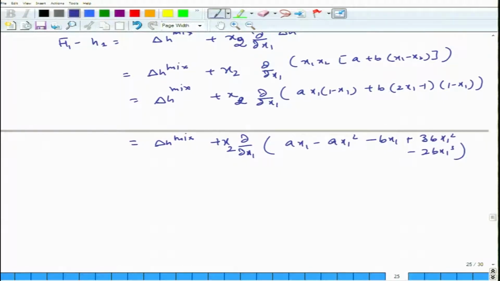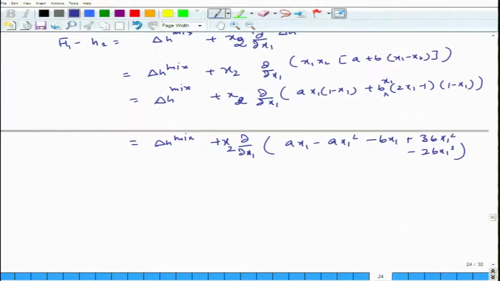Yes, sir. So we have x1, x2 into x1, right? This is b(x1 minus x2), which is 2x1 minus 1. Okay, yes, indeed the x1 is missing here.